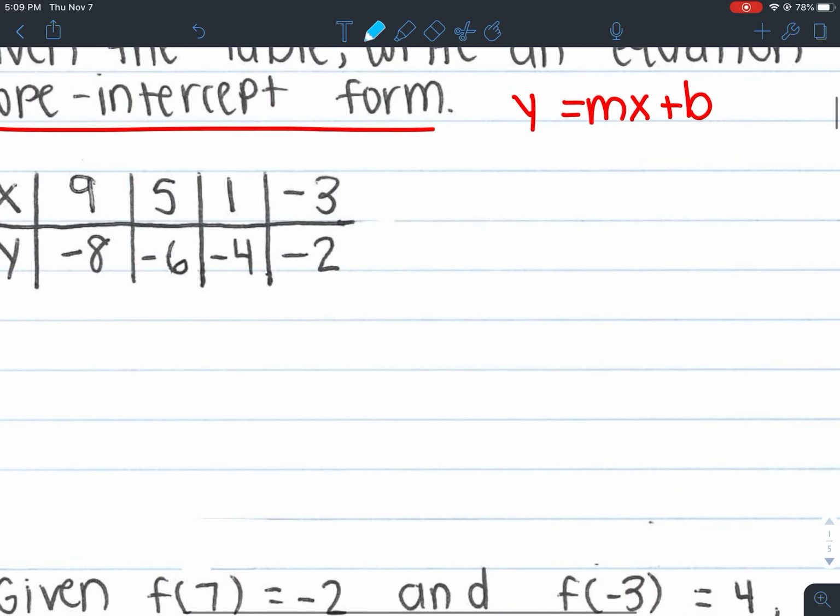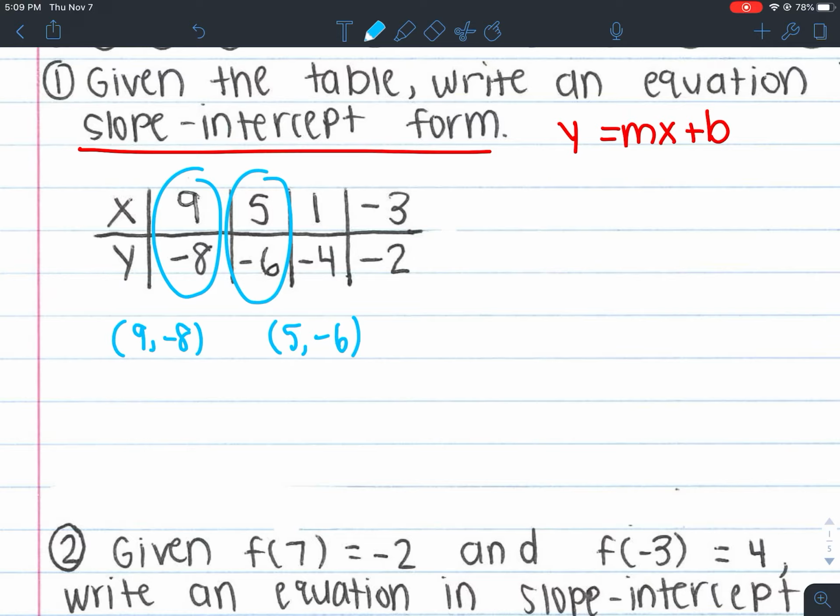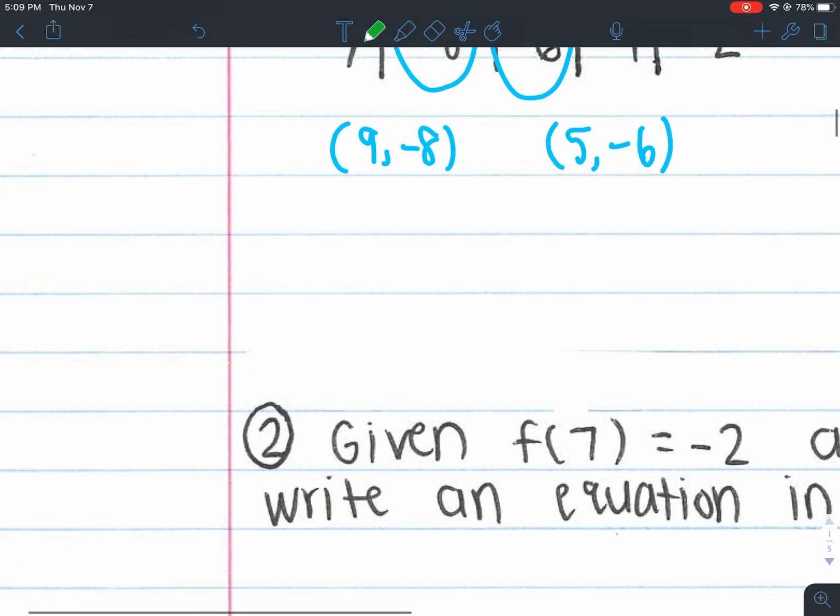I'm given 4 points. So the first thing I'm going to need to do is find my slope. And to find my slope, I can pick any 2 points. So I'm going to go ahead and pick the first 2 points. So my first point would be 9, negative 8, and the second point would be 5, negative 6. We're going to go ahead and find our slope.